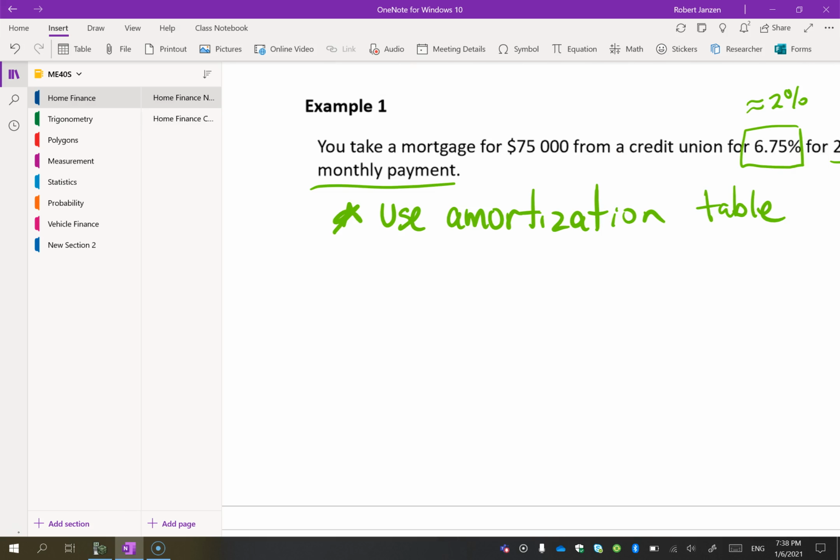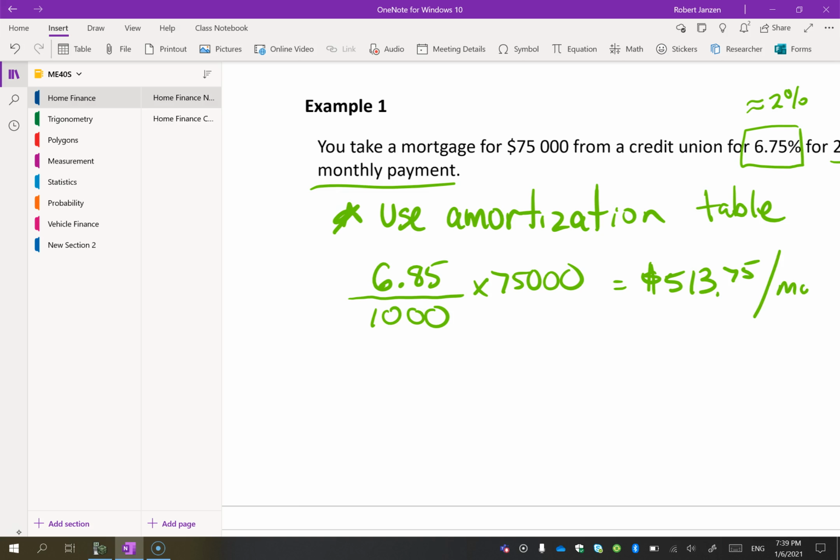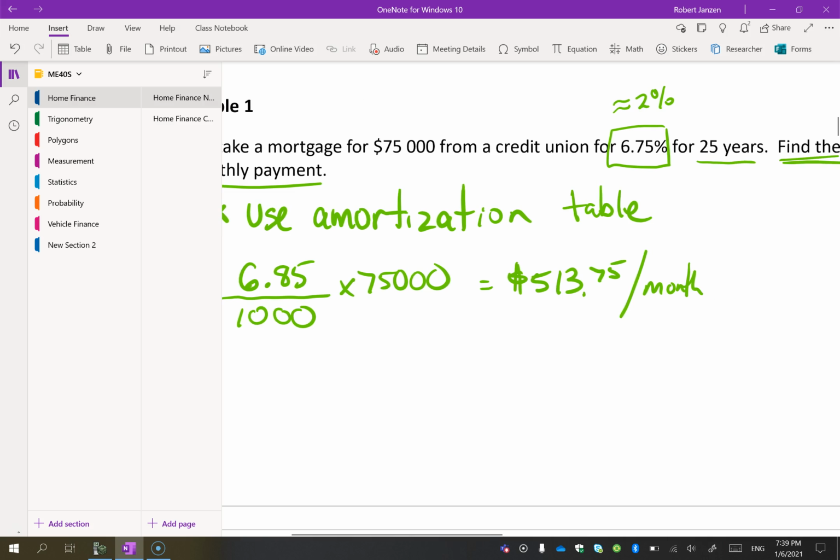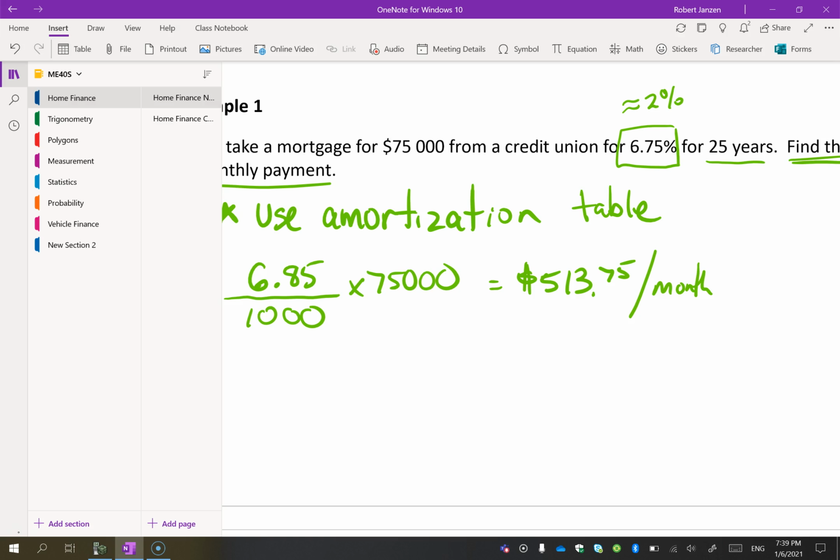So here's what we're doing. It says we're paying $6.85 for every $1,000 of the loan, and this is per month. Now the loan is $75,000. So if I put this in the calculator, it tells me that I am paying $513.75 per month. Just so you understand what that means, you're going to pay $513 a month for 25 years to pay off $75,000.